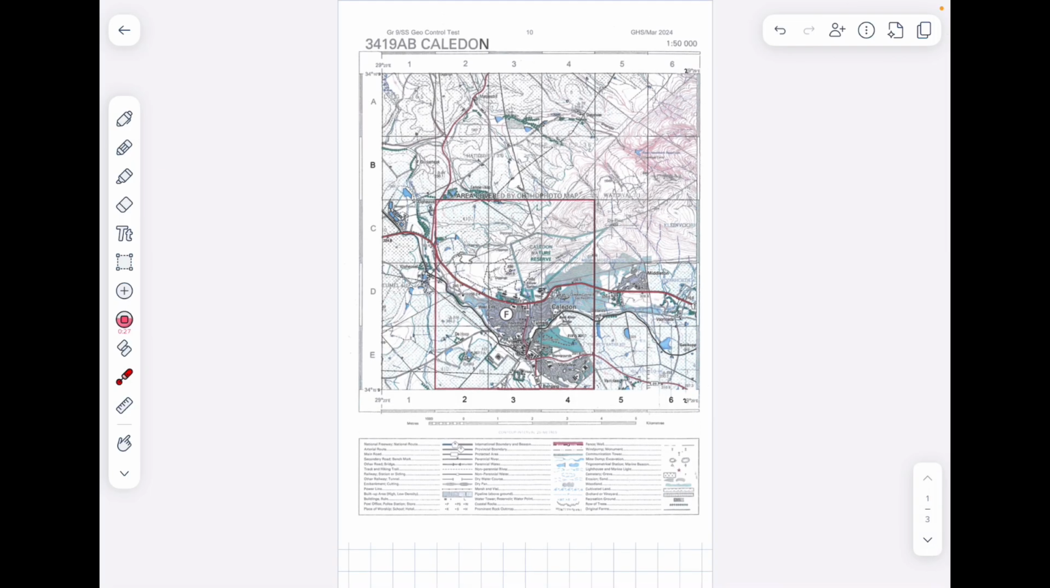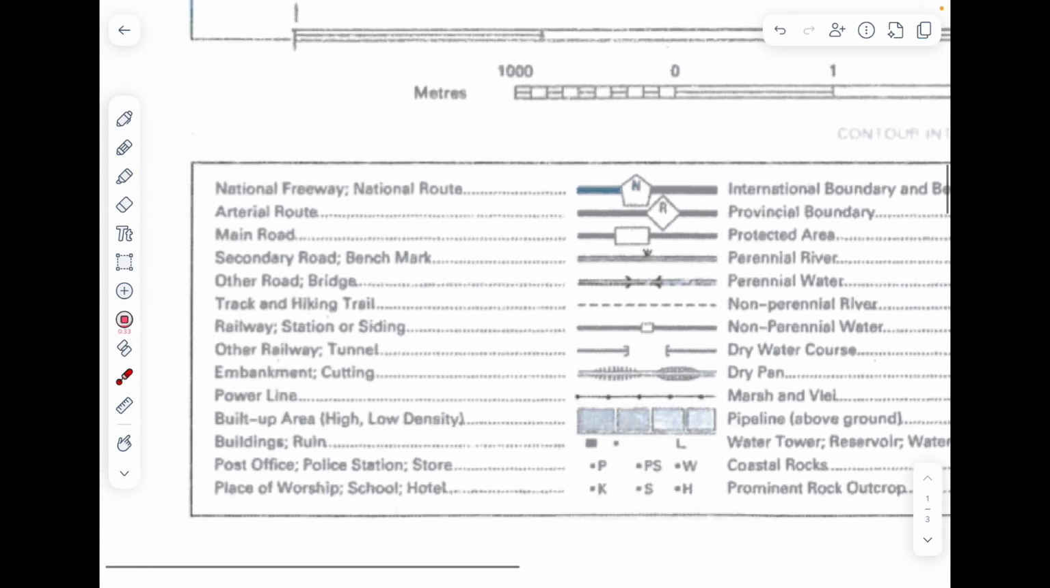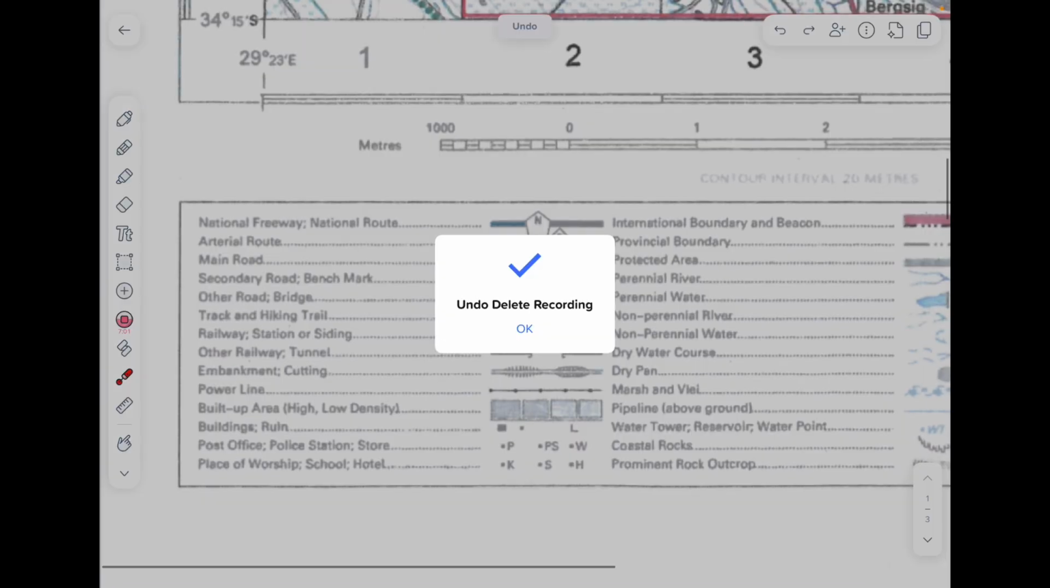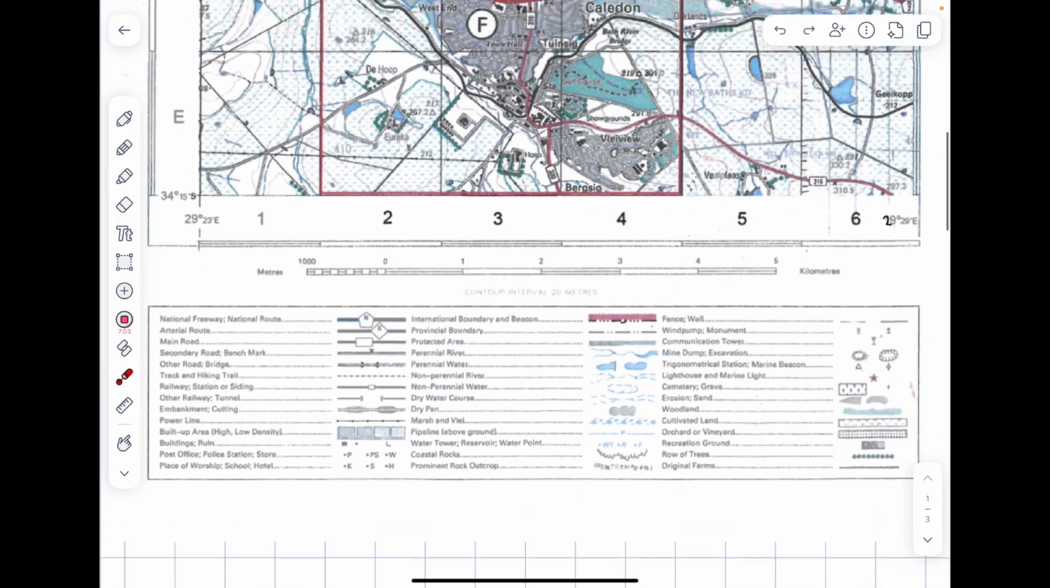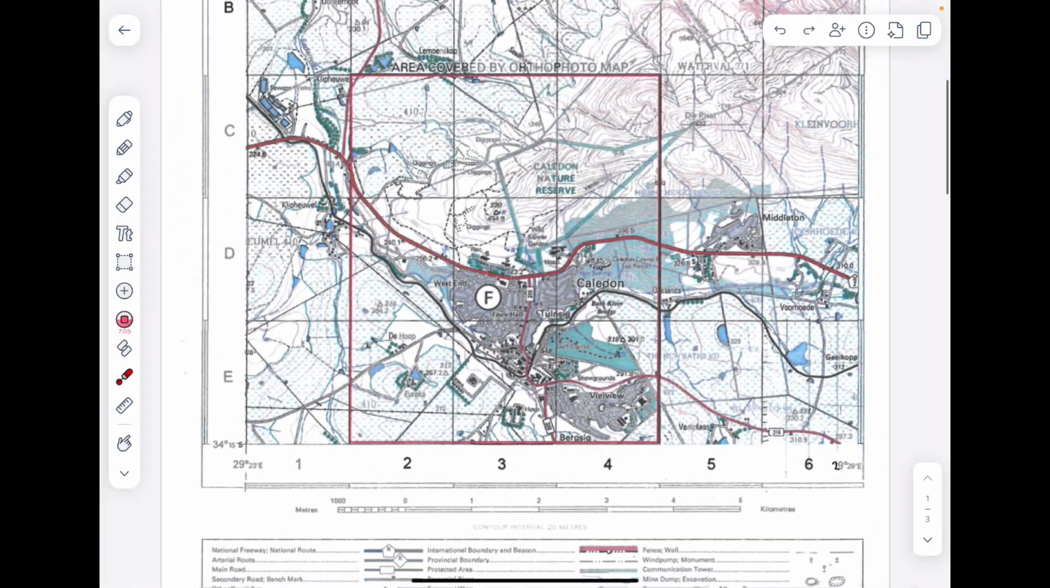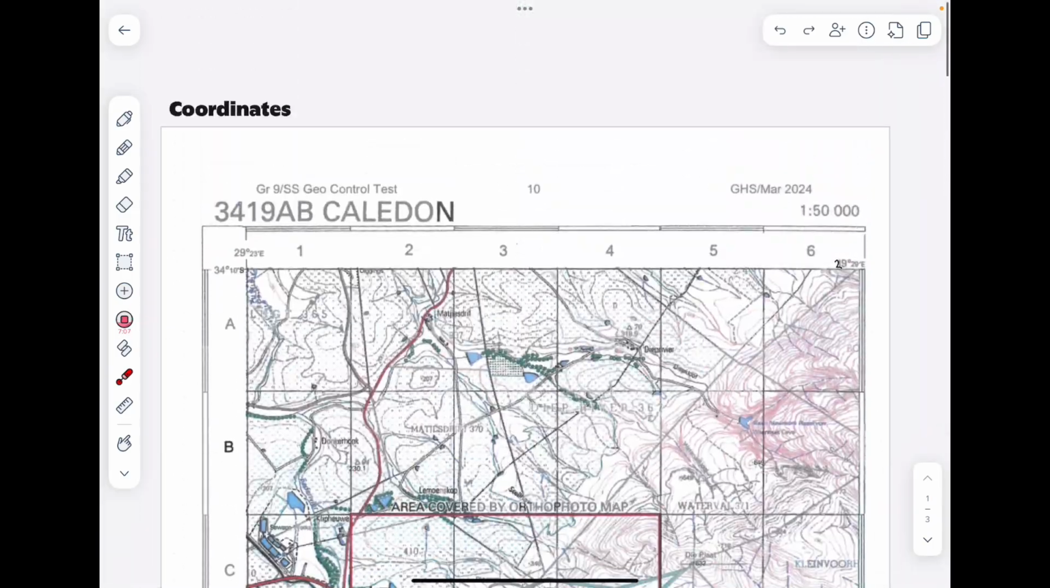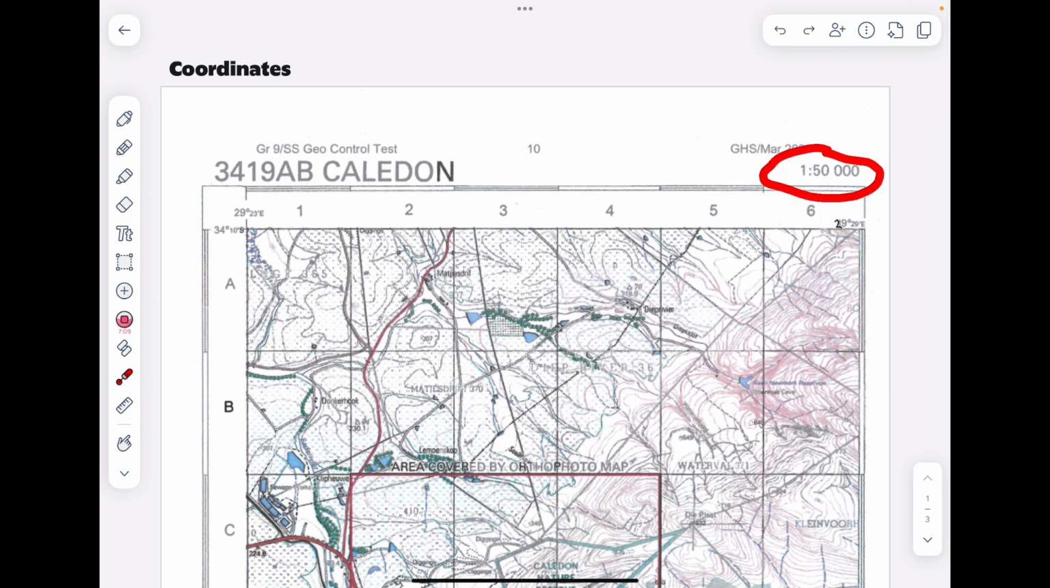We've got our key over here that helps us find our different symbols and explains what each thing represents. And then if we go up here, we've also got the scale, which you'll remember from my calculating distance video about how we can use that to calculate distance. But today we're looking at coordinates.